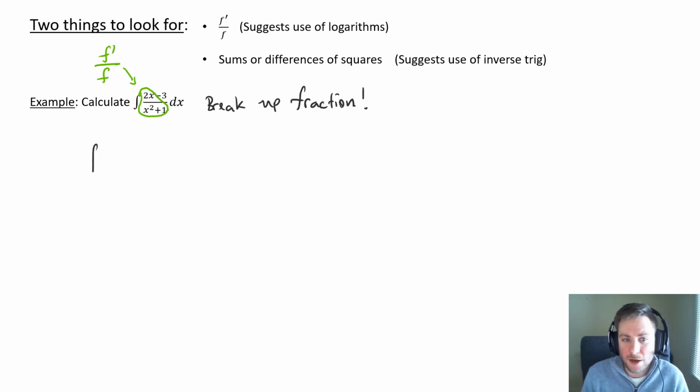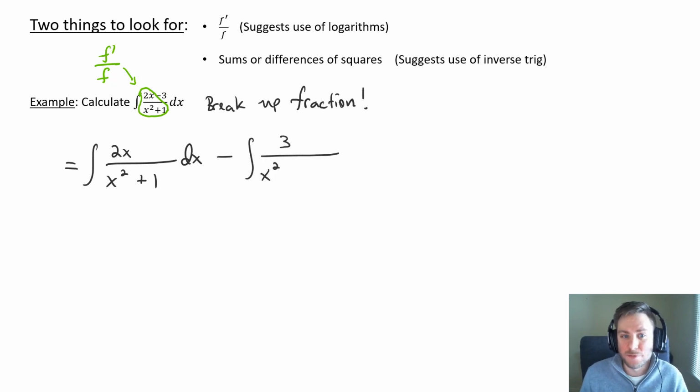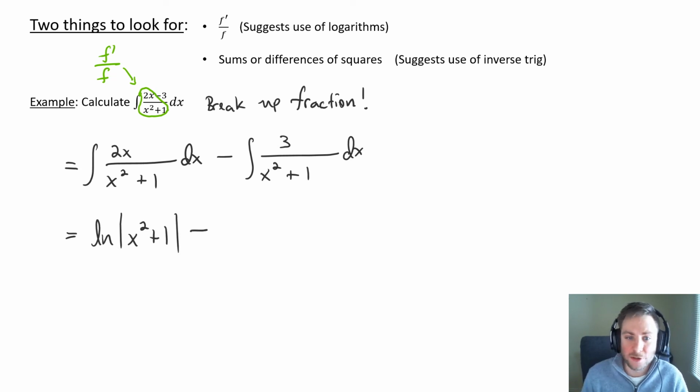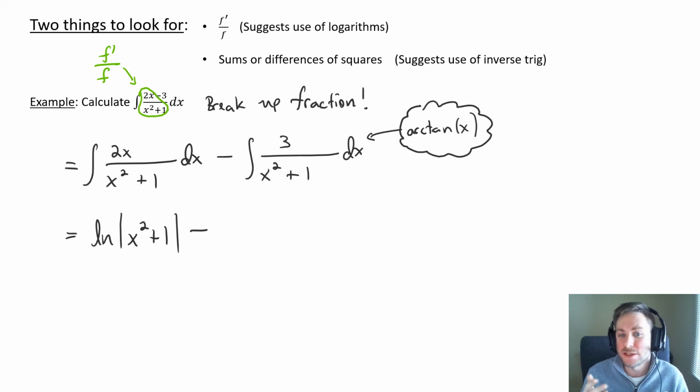To do that, I can form one term that has a numerator of 2x, which is really what I wanted, and then another term that has a numerator of negative 3. Now, the first term really does have the form f prime over f, so we know that one will be the natural log of the denominator with an absolute value. The second term is not of the form f prime over f, so we should expect to use a sum of squares to figure that part out.